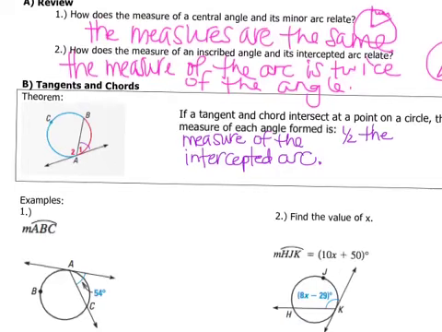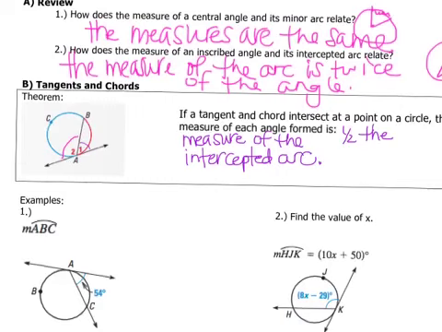Same thing for angle 2. Angle 2 is half the measure of arc ACB. Measure of angle 1 is half the measure of arc AB. The measure of angle 2 is half the measure of arc ACB.